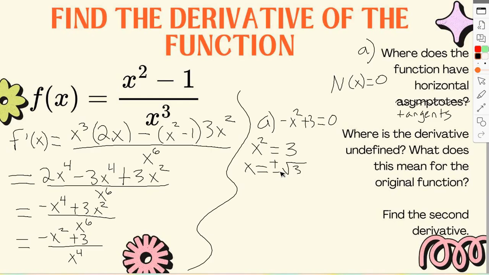Okay. Now, second question, where is the derivative undefined? So again, I have a fraction. So where are we going to be undefined for that fraction? Here. Why? Because it's the denominator. Yes, so we're going to be undefined when our denominator equals 0, which in this case is x equals 0. And what does that mean for the original function?